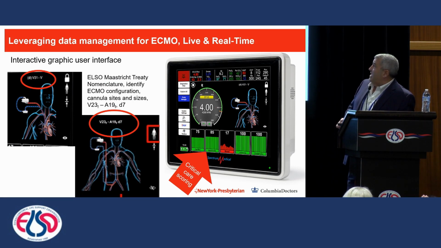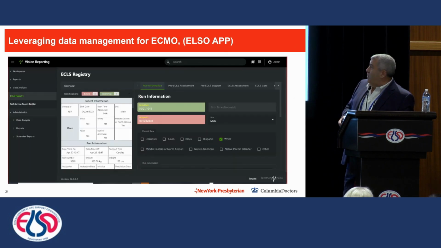We've also adopted on this new graphic interface the ELSO master treaty nomenclature to identify ECMO configurations. So you'll notice in this example, the patient's cannulated. It's a VA cannulation with a 23 French in the femoral vein, a 19 French in the femoral artery, and a distal size 7. So that allows us to easily identify where those cannulas are, and show it in a pictorial form for our bedside caregivers. We can also put our critical care scores on the monitor for those that are a little bit more in tune and want to get a little more in depth. If it looks too confusing on the screen, we can take off as much as we want as well.